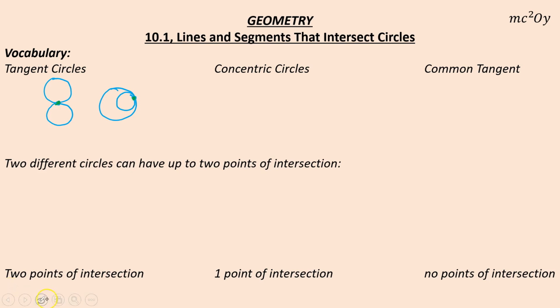Concentric circles. Concentric circles are circles that share a center point. There's a circle. There's a circle. We'll call it center point there. Those are concentric. They share a center point.